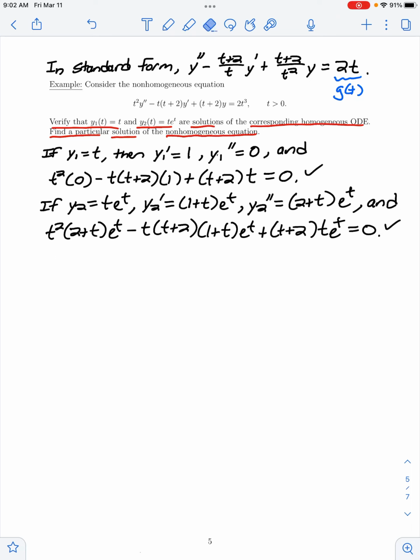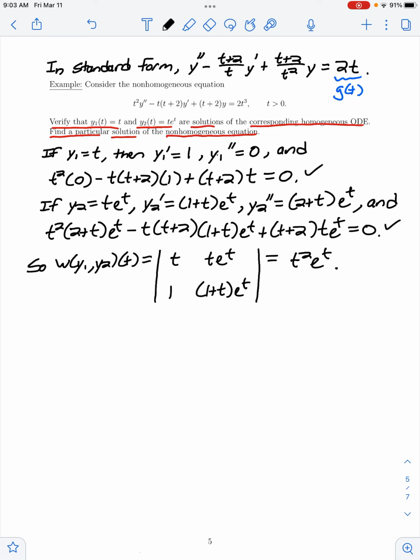So for that method of variation of parameters formula, we need to calculate the Wronskian of y1 and y2. So let's look at the Wronskian for y1 and y2, which are functions of t. We would have the determinant of the 2 by 2 matrix, where our first row would be y1 and y2, and our second row would be the derivatives, 1 and 1 plus t times e to the t. So taking our determinant, we get t squared times e to the t.